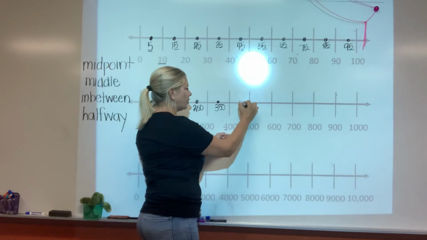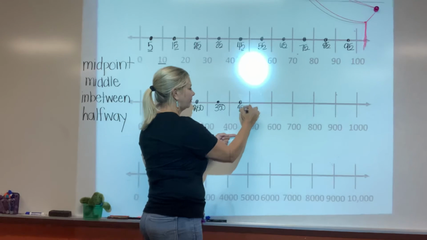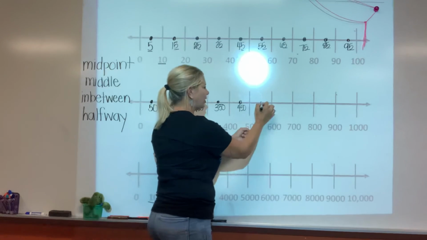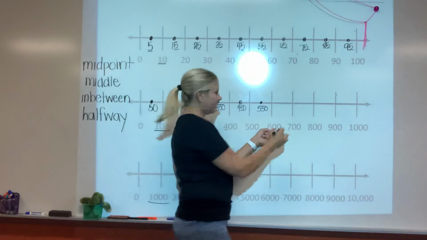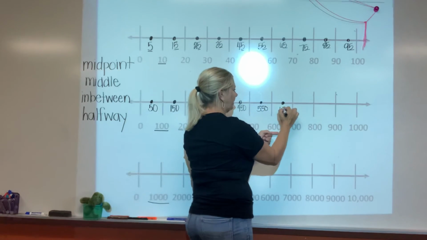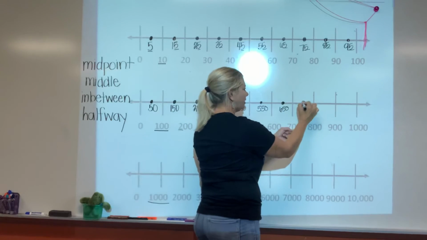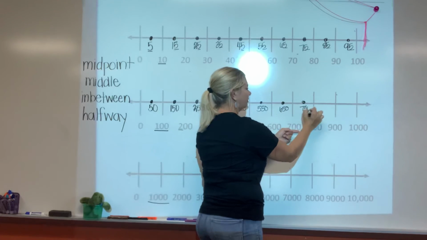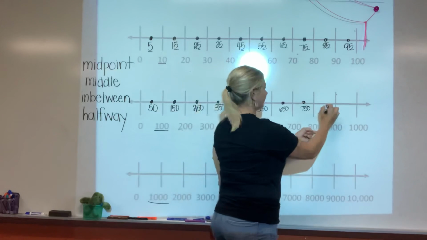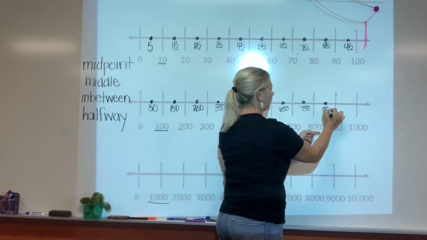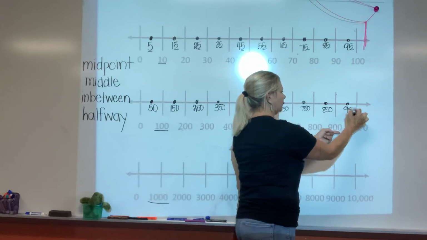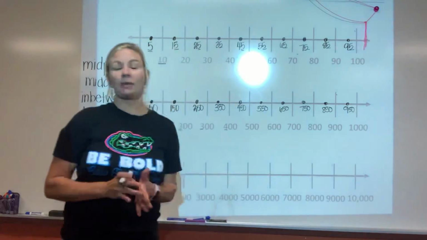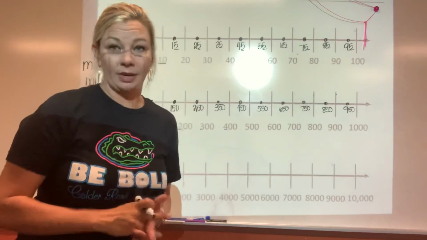Midpoint is 450. 550. 650. 750. 850. And then 950. And that is finding the midpoint on a hundreds number line.